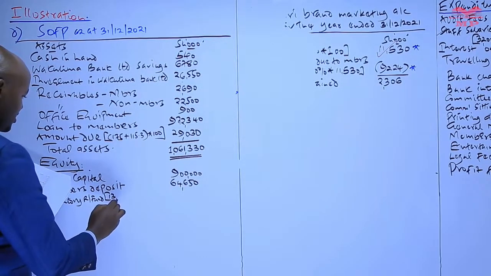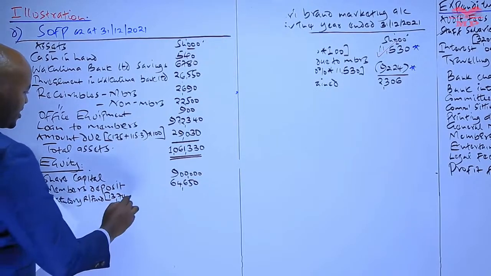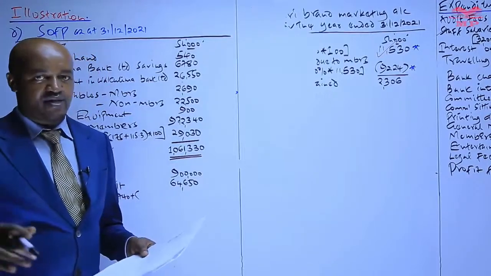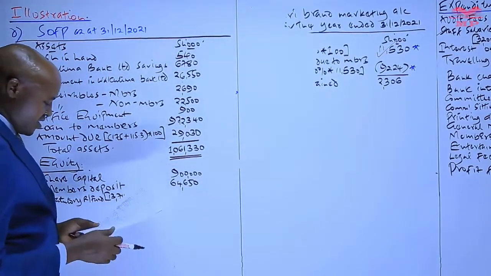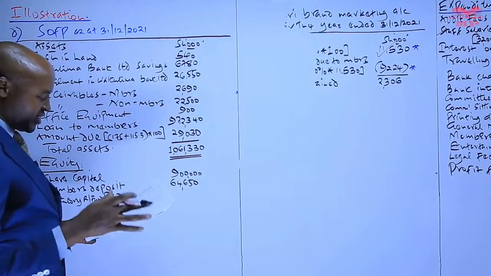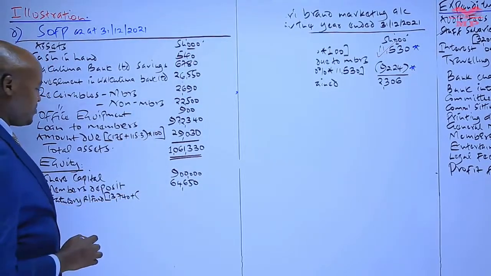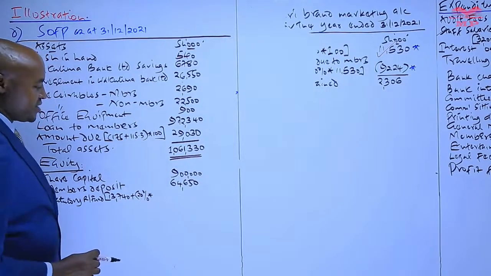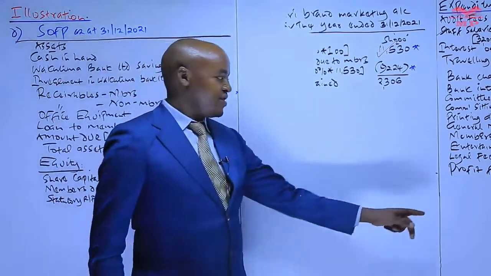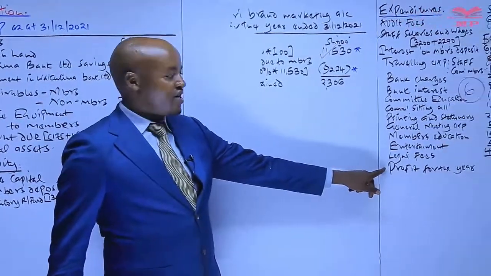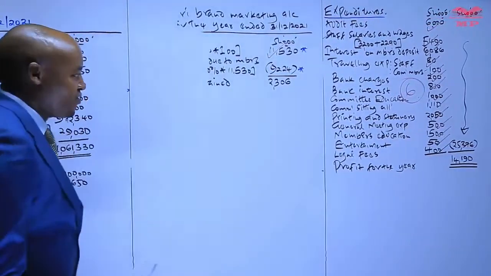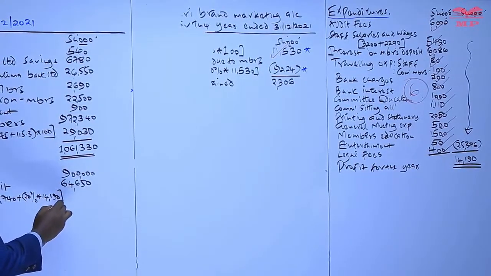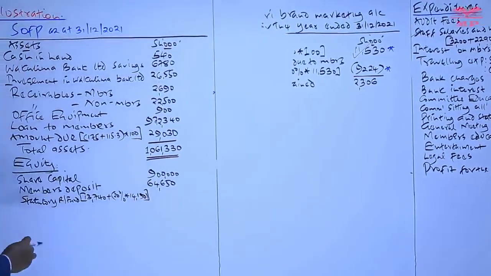is a statutory reserve fund at the start of the year, and then what you are told as per note number 6 is that 20% of the net earnings, which is the same as the profit for the year, will be transferred to the statutory reserve fund. So this should be 20% of what? 20% of this profit for the year. So it should be 20% of 14,190, so that we get the statutory reserve fund at the end of the year.